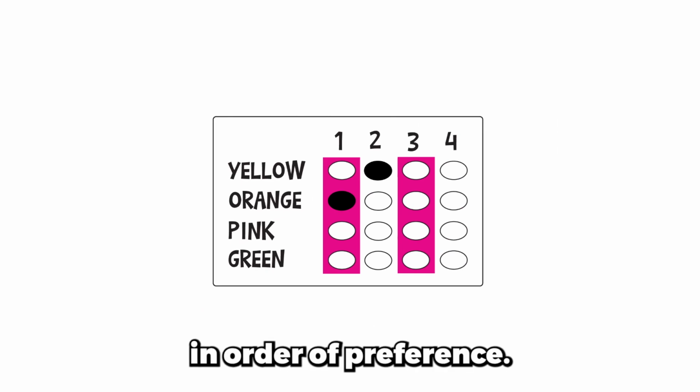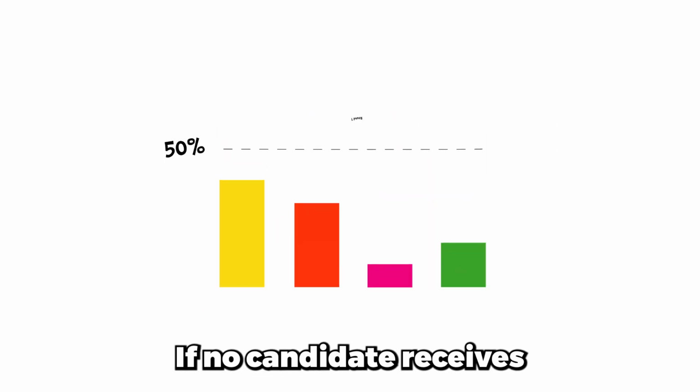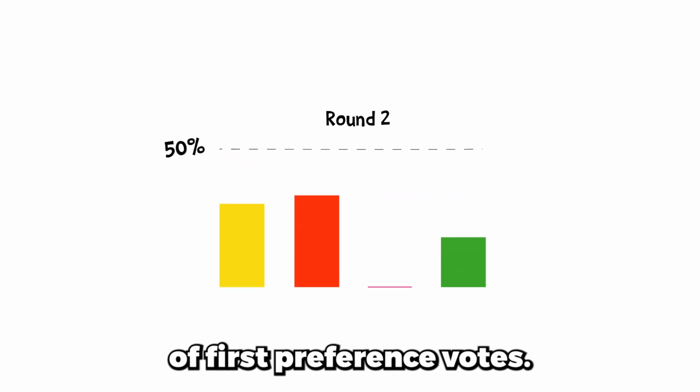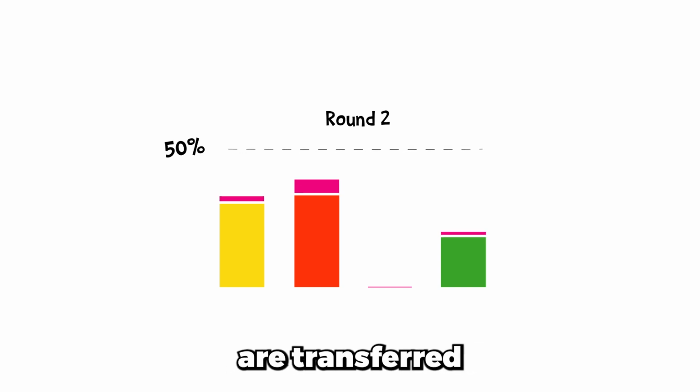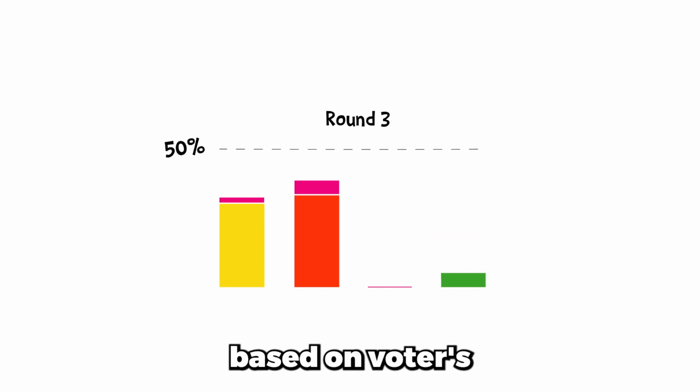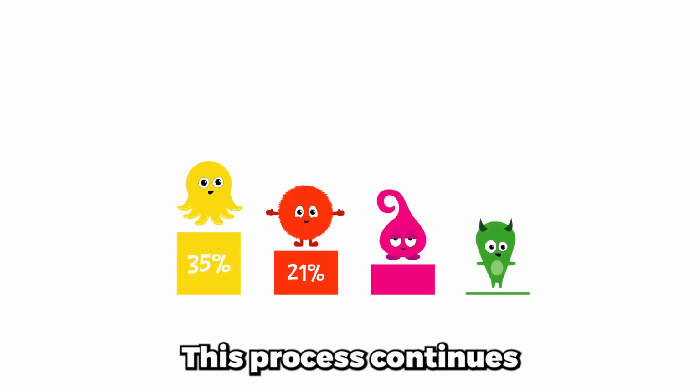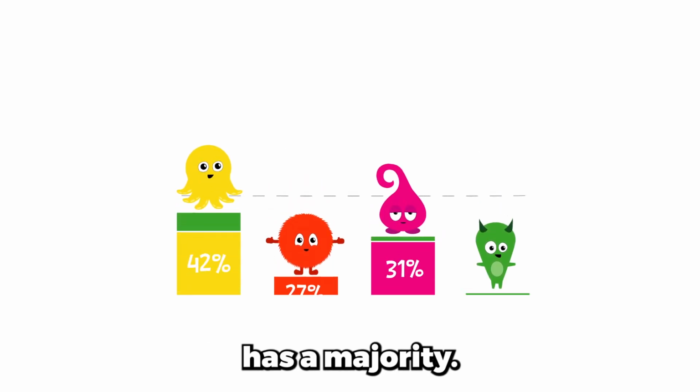Voters rank candidates in order of preference. If no candidate receives a majority of first preference votes, the candidate with the fewest votes is eliminated, and their votes are transferred to remaining candidates based on voters' next preferences. This process continues until one candidate has a majority.